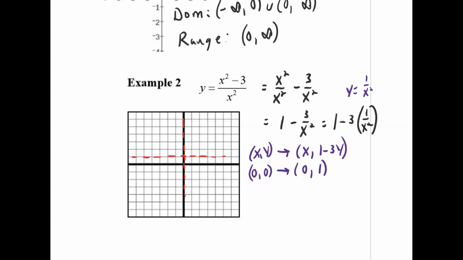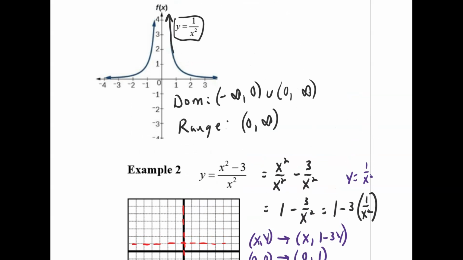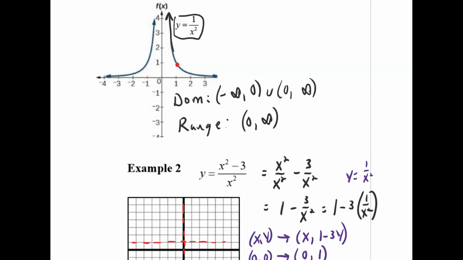Now let's look at some specific points. Now on that parent function, we've got the point 1, 1. We've got a lot of the same points here. Now if you put a 1/2 in here, you get 1 over 1/4. So you've got the point 1/2, 4. It's kind of hard to see it on here, but you've got the point 1/2, 4. Just think about that. Again, if you plugged 1/2 into this parent function, you get 1 over 1/4, which is 4. And you can see it on the graph too.